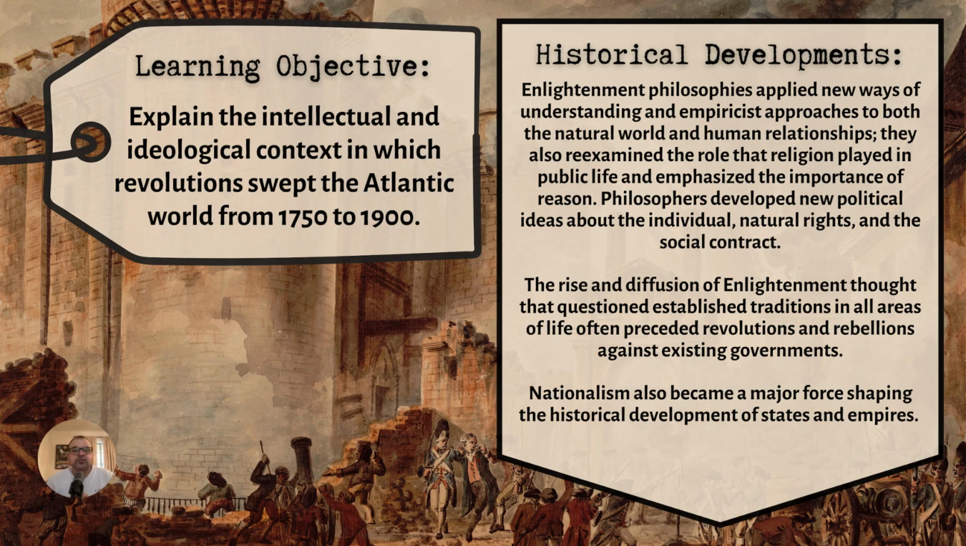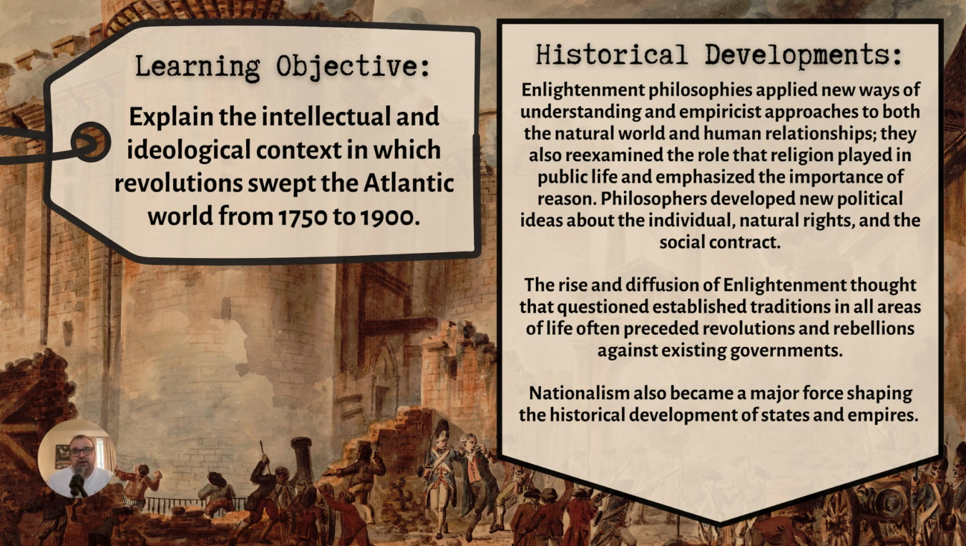All right, so let's get into topic 5.1 finally here. The learning objective for this section is going to be explaining the intellectual and ideological context in which revolutions swept across the Atlantic world from 1750 to 1900. So, again, we've moved ahead in the chronology. And here, again, our focus is particularly on the Atlantic world. We're not looking at Asia. We're not looking at Africa. We're looking at the Atlantic world in this case. Most specifically, we're going to be looking particularly in Europe. But then later on, of course, we'll bring in the Americas as well.